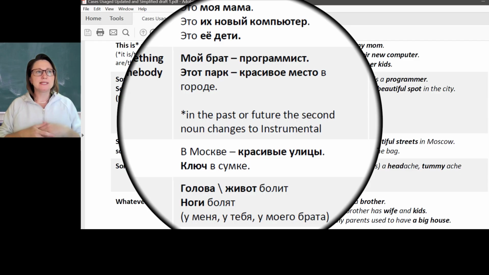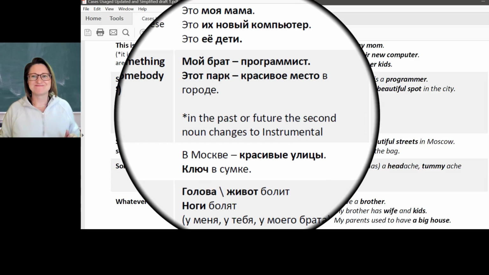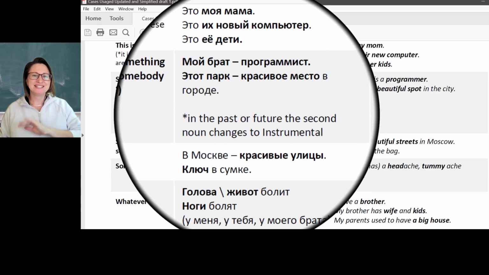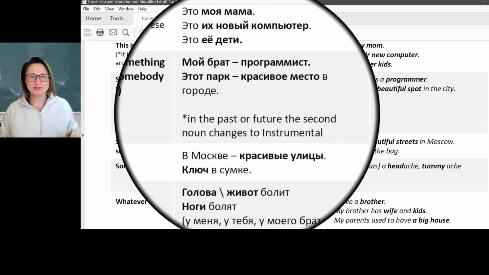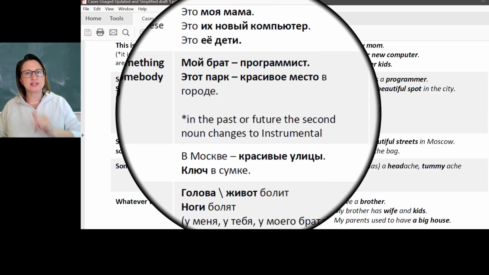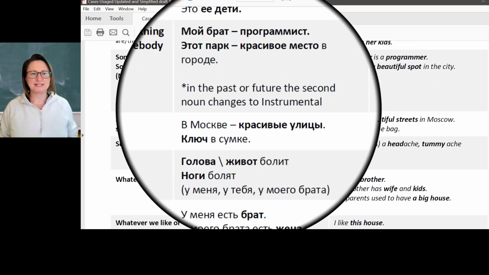Or if you want to say this park was a beautiful spot in the city and now they, I don't know, destroyed it, so it's not there anymore. But to say it in the past tense, a beautiful place will be in the instrumental case. So этот парк был красивым местом в городе. But once again, I'm not going that much into verbs or past verbs in the past and the future, but I want to mention it because here we have the change of the case.